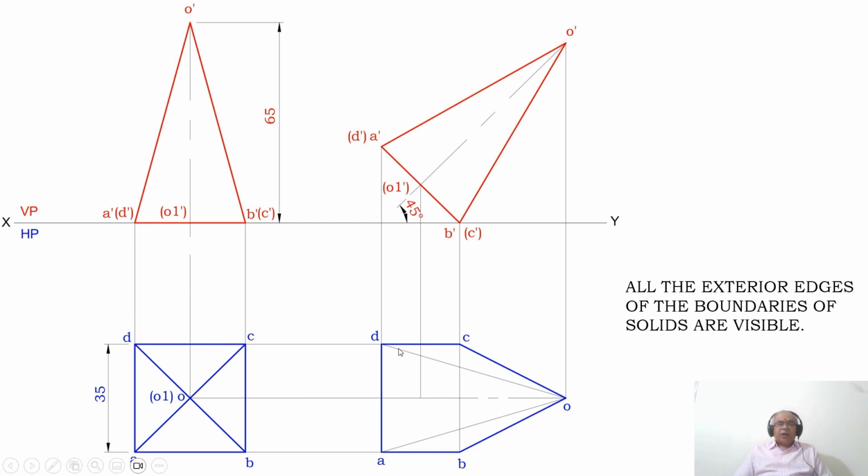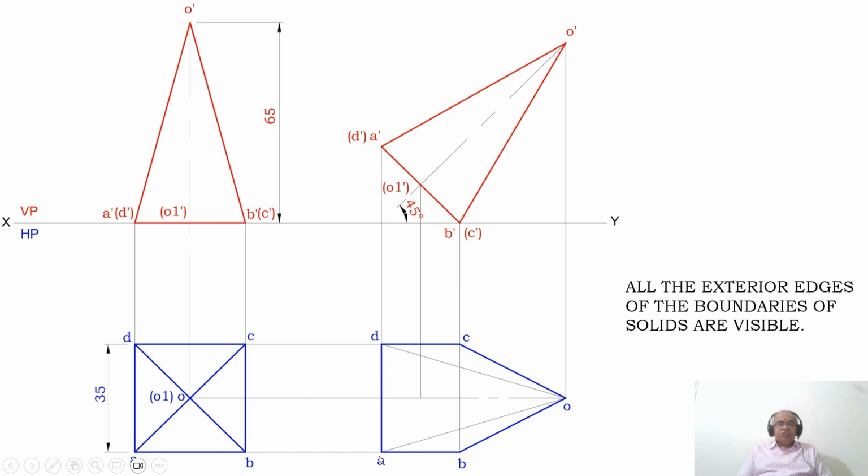Once you get this, now we will apply the condition of visibility. What the condition of visibility says is that all the exterior edges of the boundaries of the solids are visible. So which are the exterior edges of the boundaries of the solids? That means AB, BO, CO, CD and DA. All these form the exterior edges of the boundaries of the solid. So according to the rules, you make them visible.